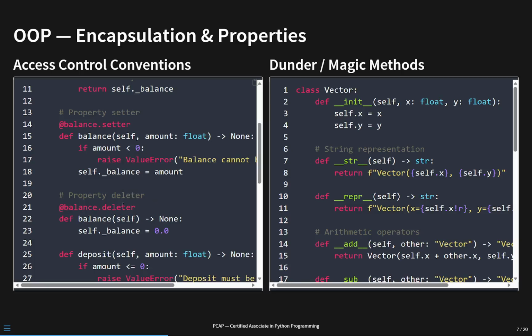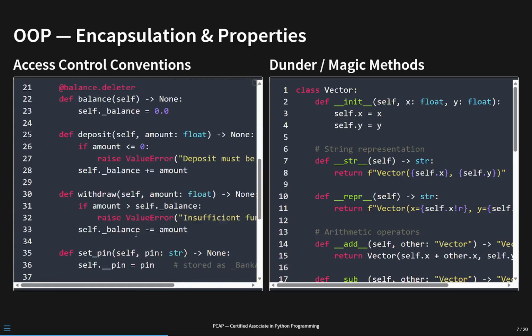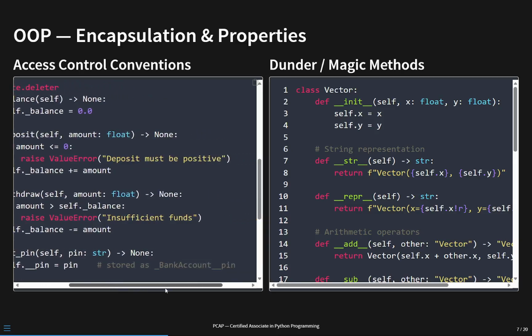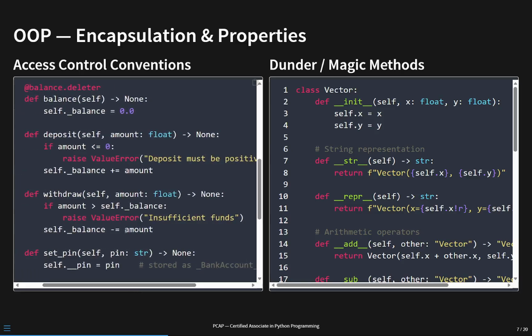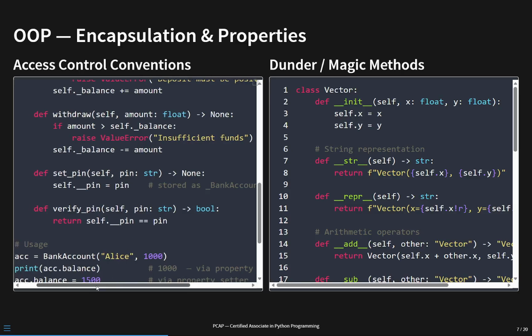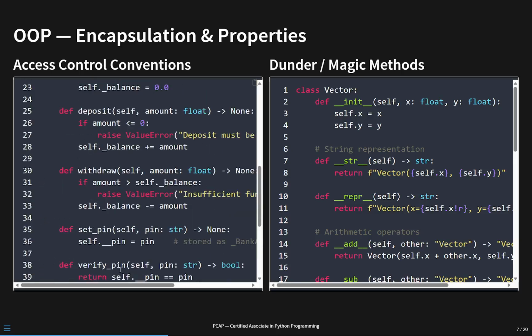This is the key insight. From outside the class, acc.balance and acc.balance = 1500 look like plain attribute access. But internally, validation logic runs. If you start with a plain attribute and later need validation, you can upgrade it to a property without changing any code that uses the class. The interface stays the same. The dunder method slide for Vector shows operator overloading.